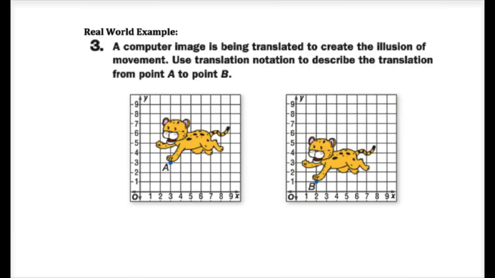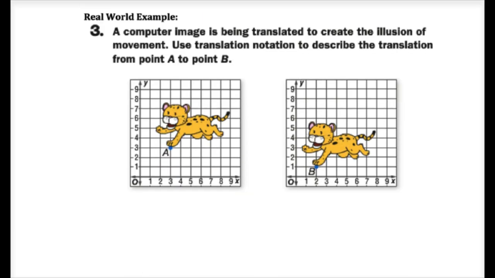All right. Now, a computer image is being translated to create the illusion of movement. Use translation notation to describe the translation from point A. Everybody find point A on the first.